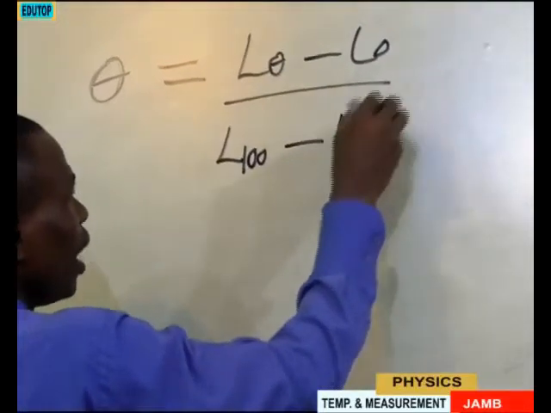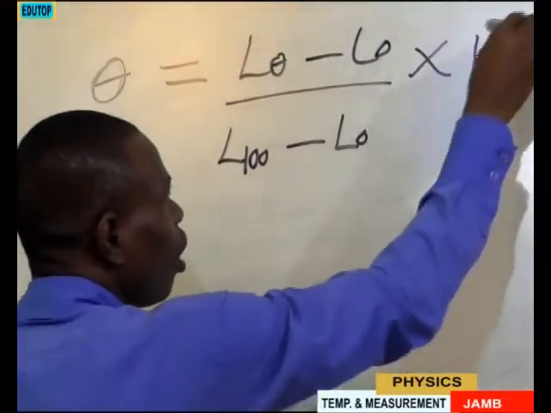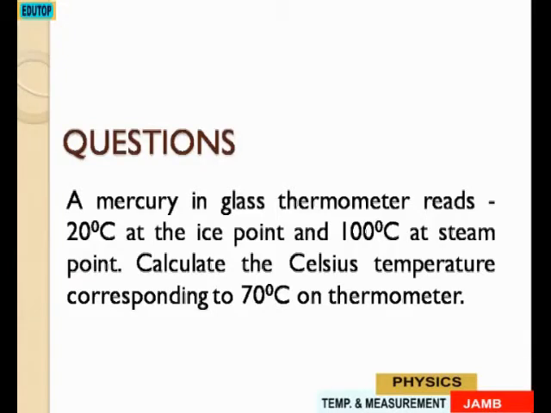100 L naught times 100. Then the question says they are the highest point. We are given 20 degrees Celsius. At the same point, we are given 100 degrees Celsius. Then we are given a particular value. They say calculate the Celsius temperature corresponding to 70 degrees.